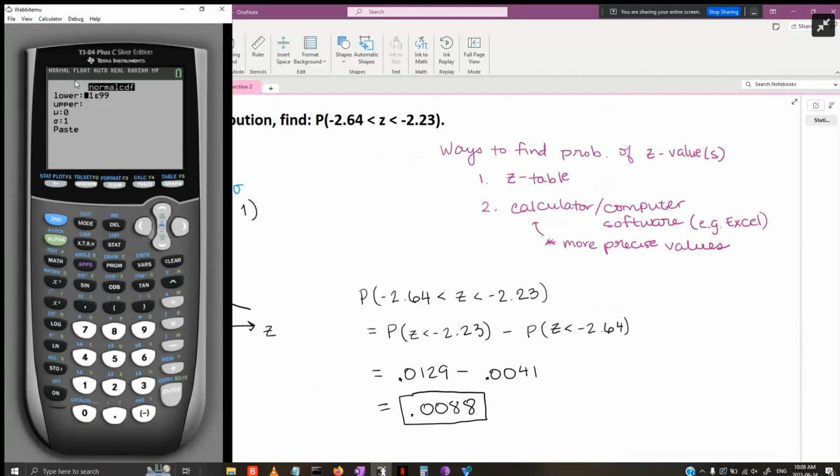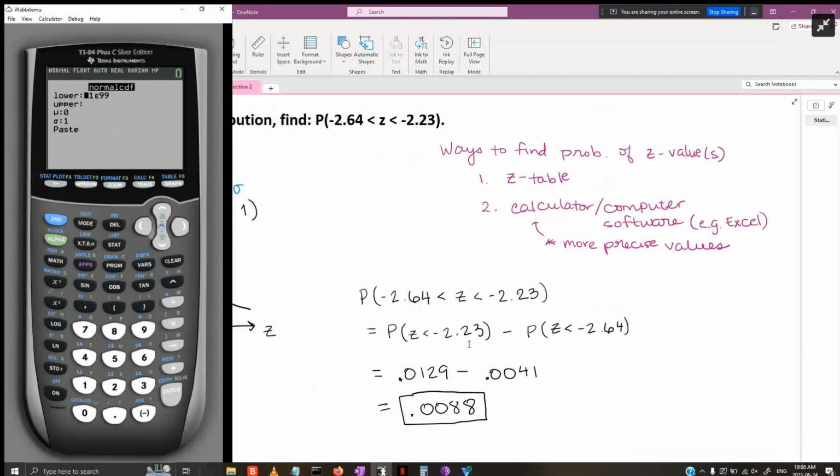So again, if you're using the TI-84, this is what it looks like. The TI-83 is different. It's just going to pop up on your main screen. It'll say normal CDF, open parentheses, and then you have to fill in the rest. This is what you fill in: the lower, the upper, the mean, and standard deviation. Since we are dealing with Z-scores, we're going to leave the mean and the standard deviation exactly as they are, because that represents the standard normal distribution. That's why I wrote out that denotation next to the chart.